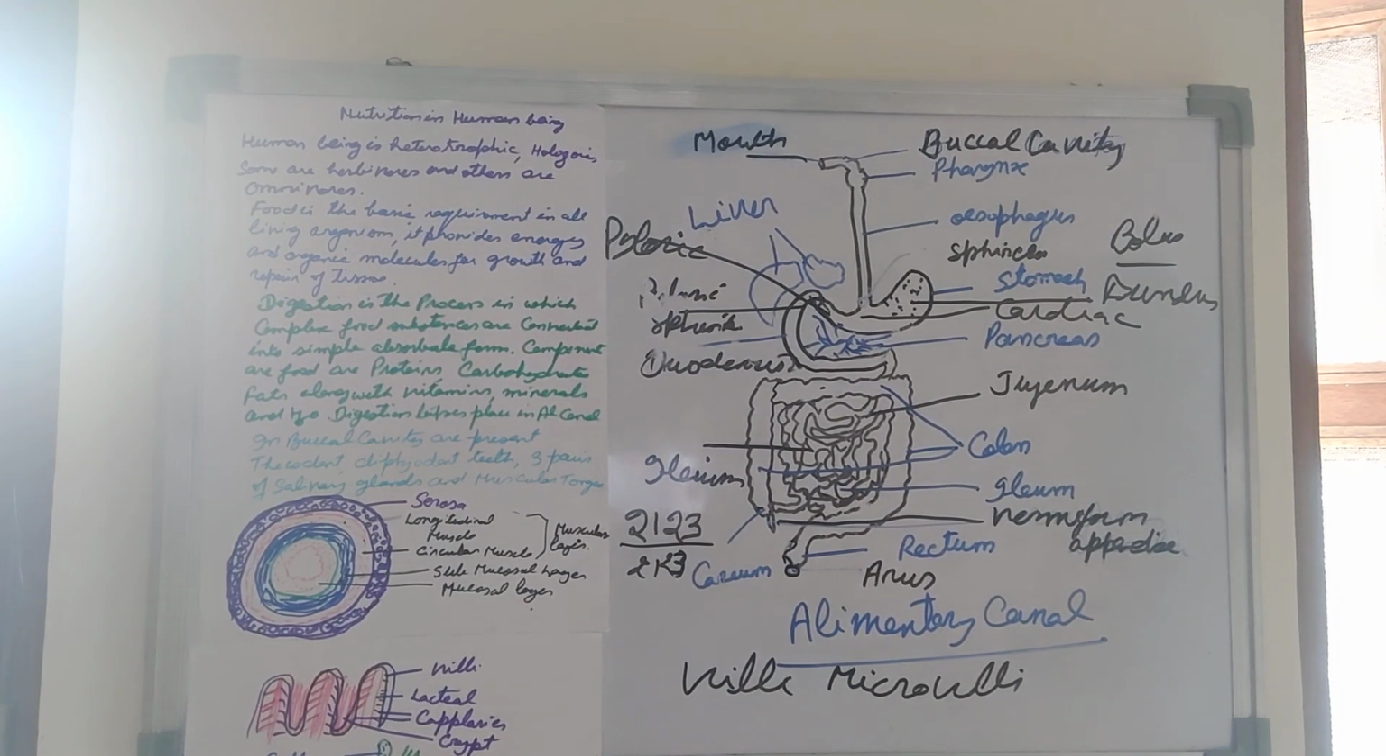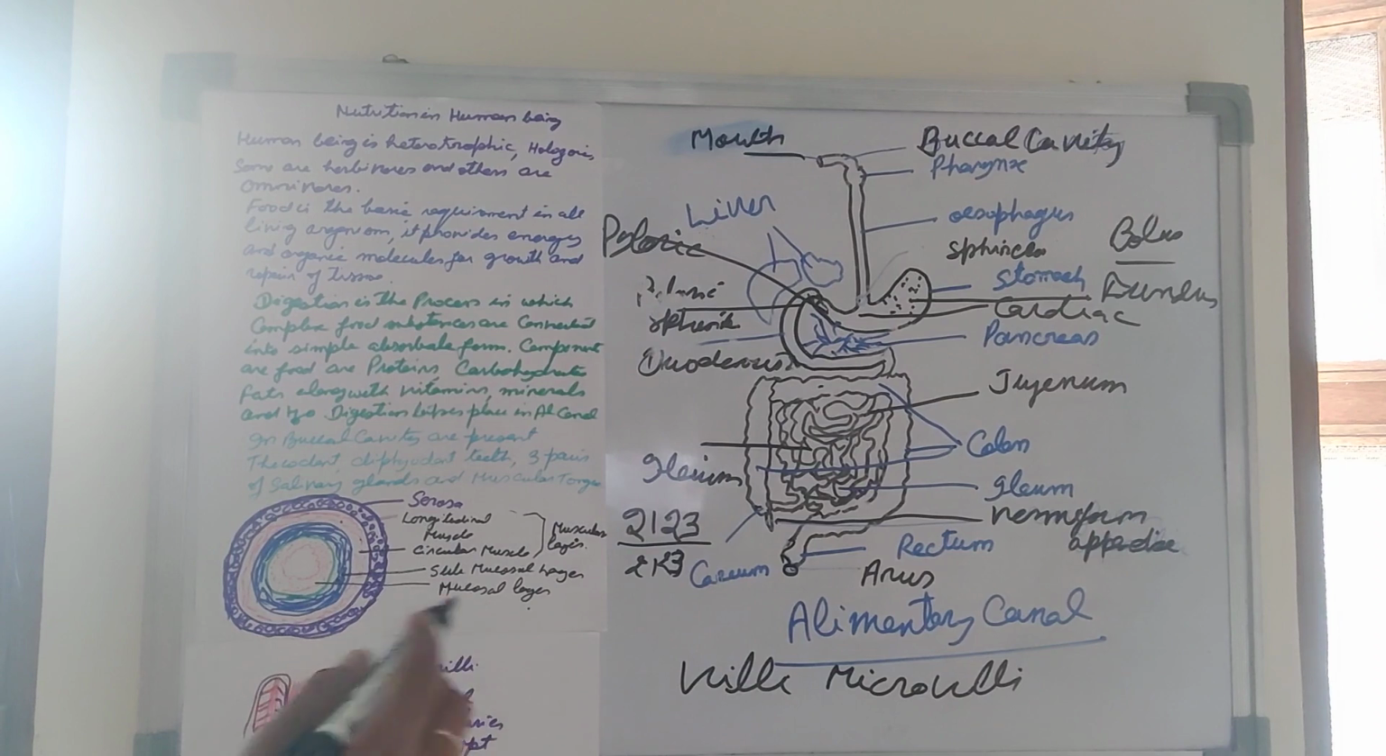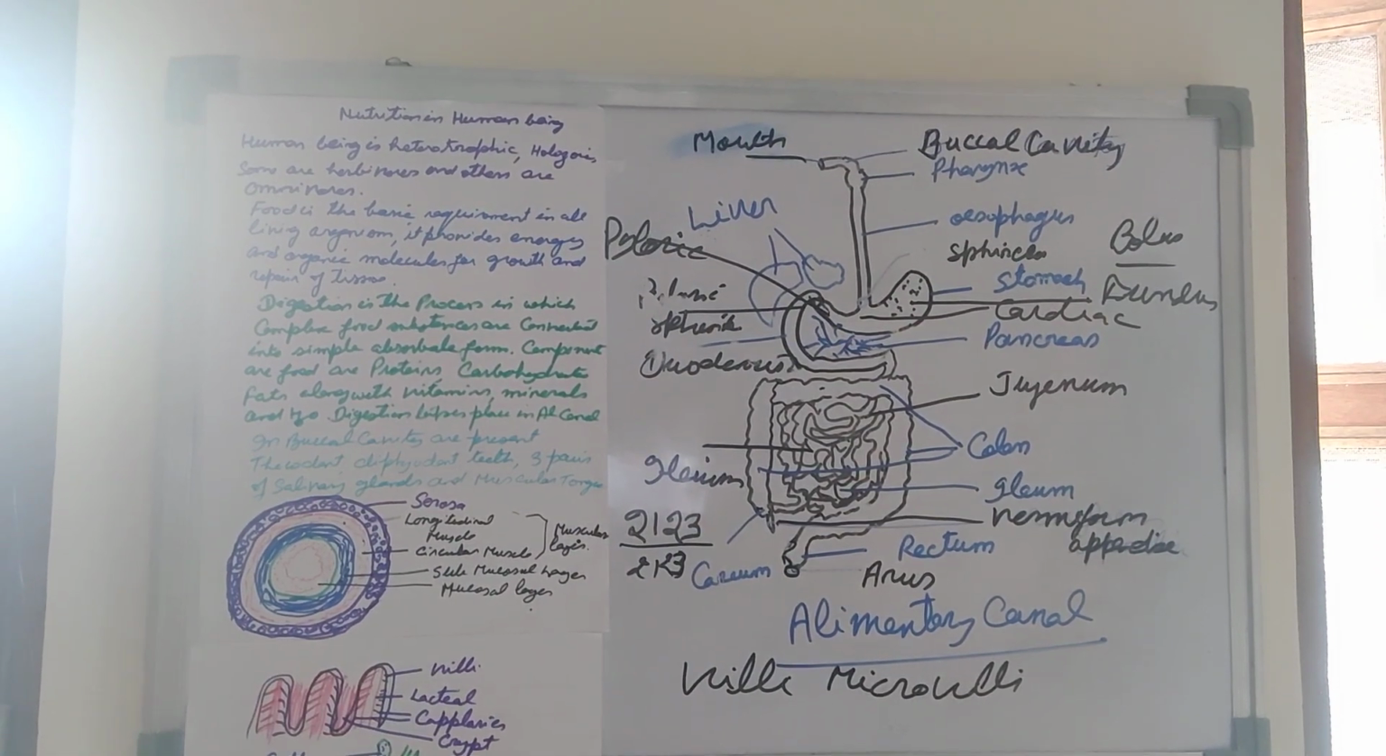Then inner to the muscular layer is the submucosal layer. The submucosal layer is formed of loose connective tissue. It has a supply of nerves, blood capillaries and lymph, lacteals. The mucosal layer is the innermost layer. It is formed of connective tissue, and it has a supply of lacteals and blood capillaries.